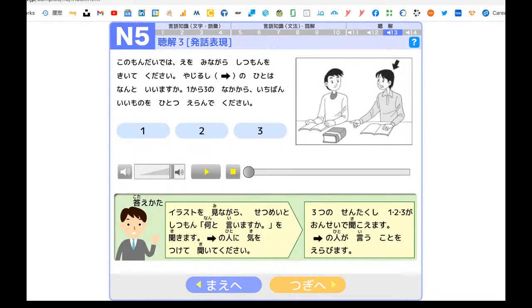Next. この問題では絵を見ながら質問を聞いてください。矢印の人は何と言いますか？1 から3の中から一番いいものを選んでください。So, we have a picture here. And then you need to imagine the right words of the person who has this 矢印 mark. Okay? This sign.